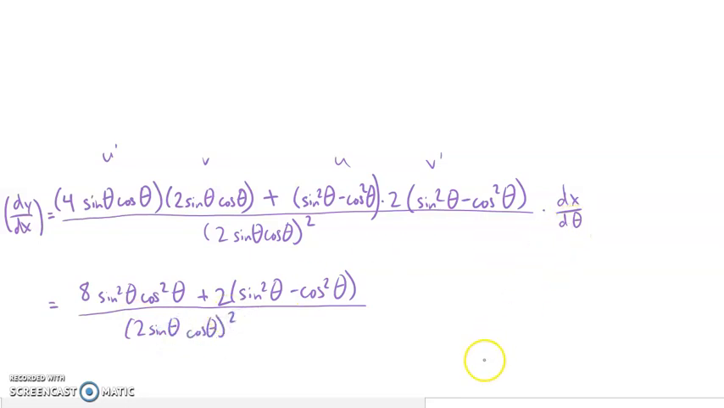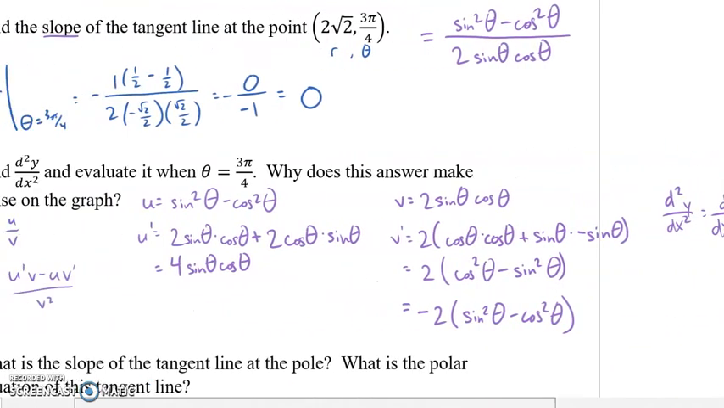And then we also have d theta d. Wait a second, I got that backwards, didn't I? dx d theta is what's going to go in the denominator. This is d theta dx on the top. Oops, my fault. Because we're taking the derivative with respect to x, we're multiplying by d theta dx, which means we're dividing by dx d theta.